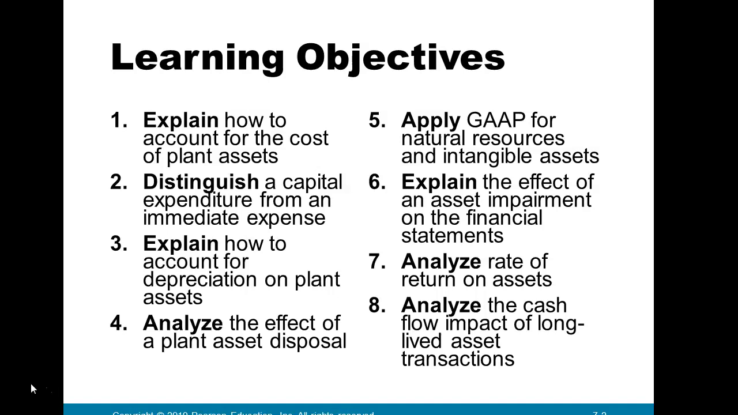We're going to explain how to account for depreciation. How do we depreciate? On what type of assets are we depreciating? Assets that have a physical form, plant assets in this case. We're going to talk about what happens when we dispose of an asset. We're going to talk about the rules that relate to intangible assets and natural resources. And we're going to talk about what happens when an asset is impaired. What really happens and how we're going to deal with that on our financial statements.